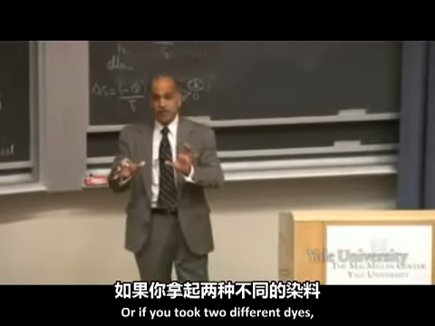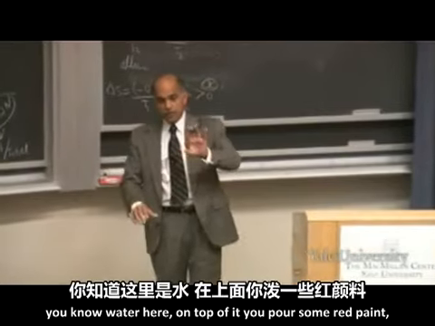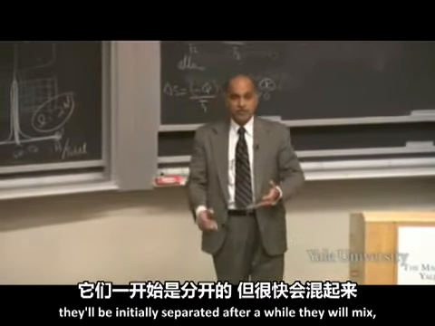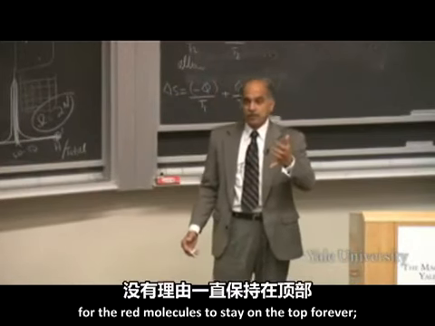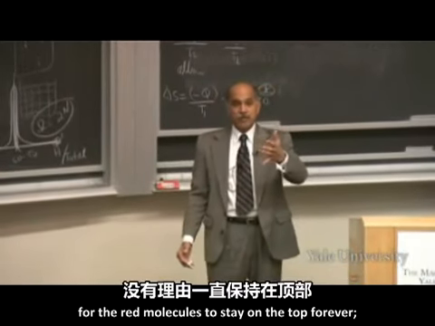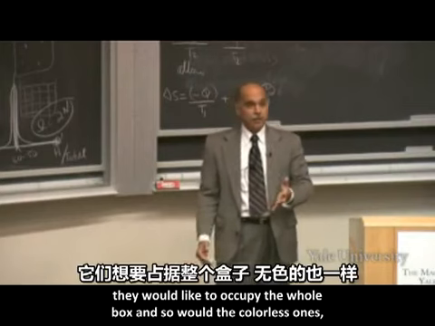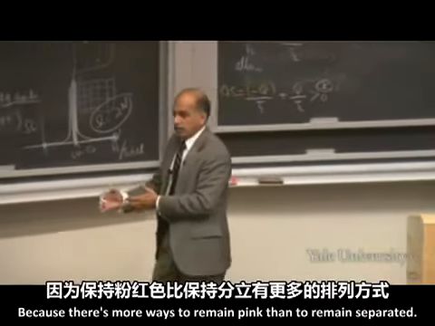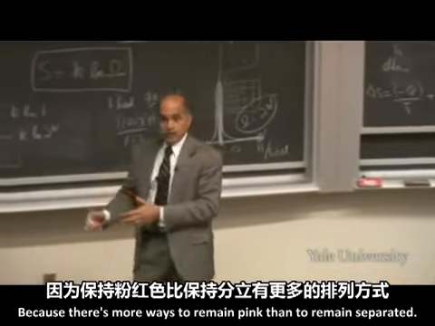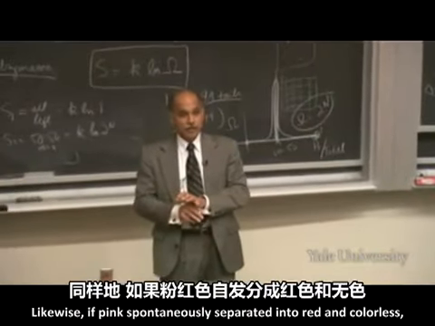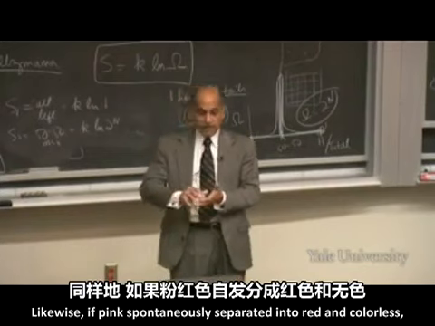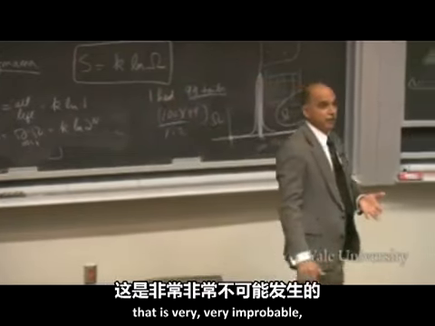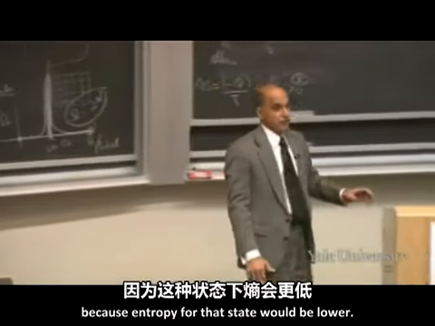Or if you took water here, and on top of it you pour some red paint, they will be initially separated, but after a while they will mix. Because there's no reason for the red molecules to stay on the top forever. They would like to occupy the whole box, and so would the colorless ones, and eventually it will become pink. Because there are more ways to remain pink than to remain separated. Likewise, if pink spontaneously separated into red and colorless, that is very, very improbable, because entropy for that state will be lower.